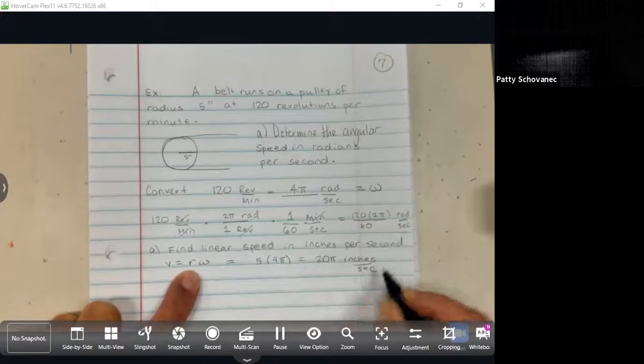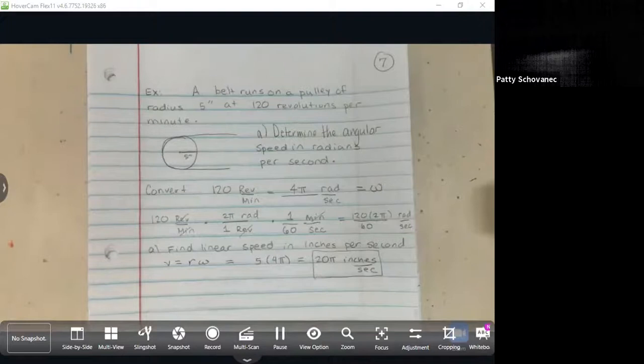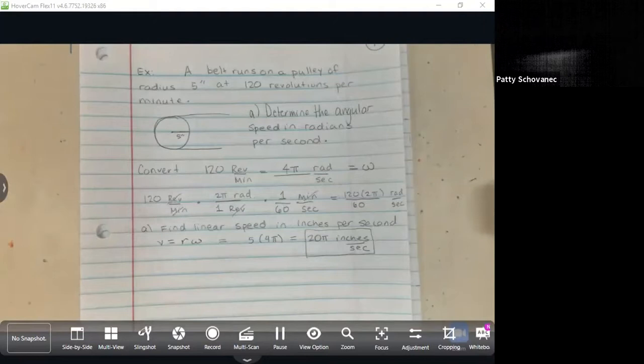Does that make more sense to you than just moving a point around a circle, looking at a belt moving around a pulley? That takes us through 3.4. Yay! Which is also the end of chapter 3. I'll put your web work up there. There's always more.